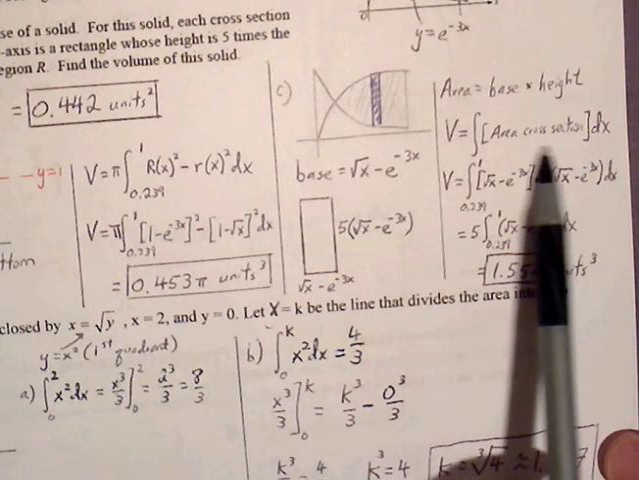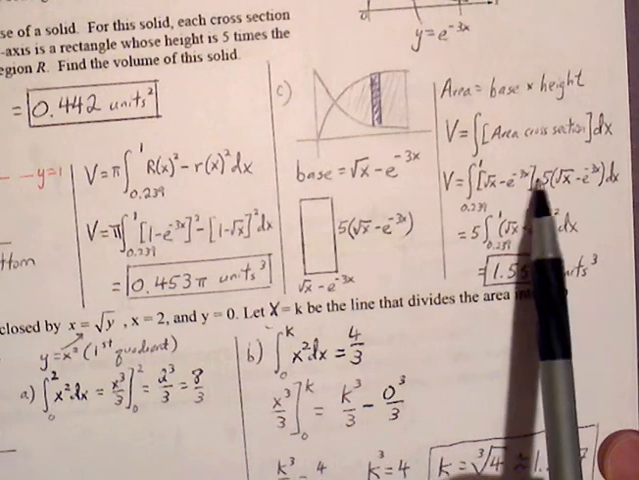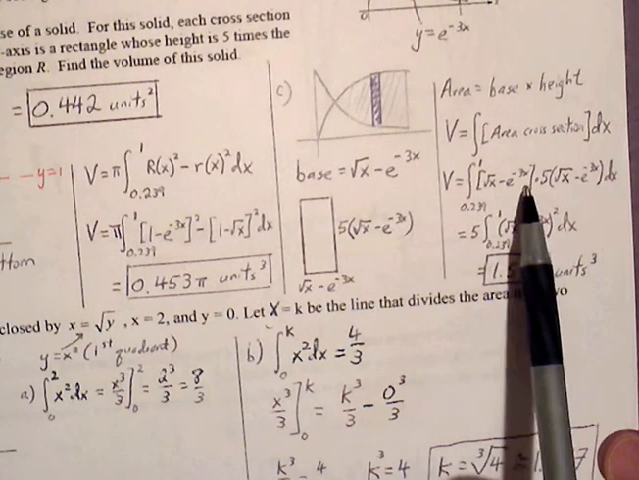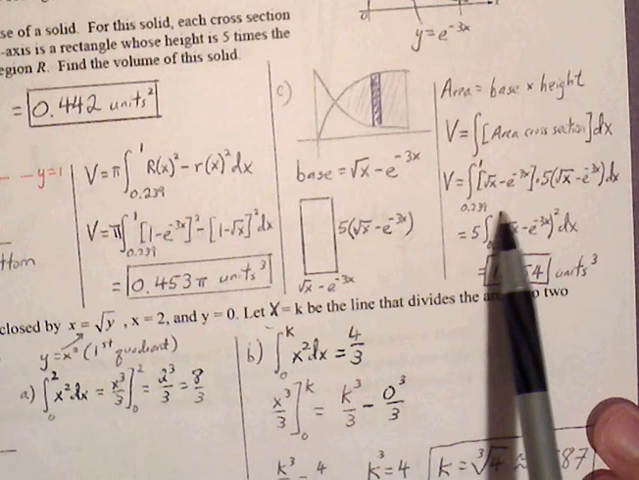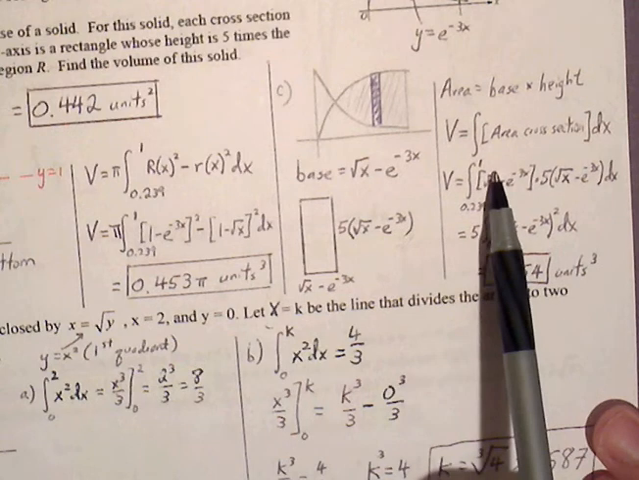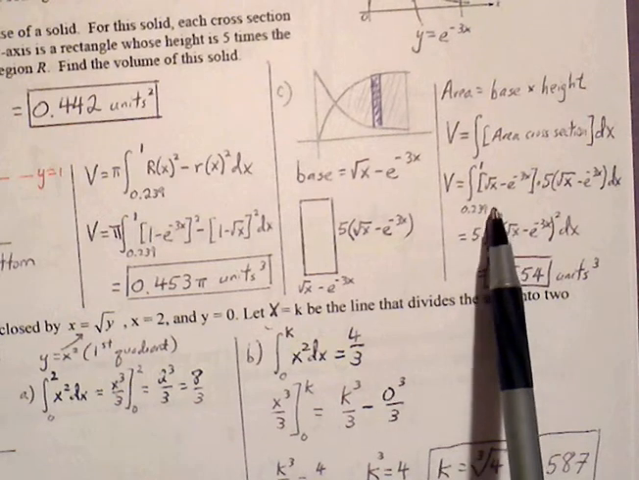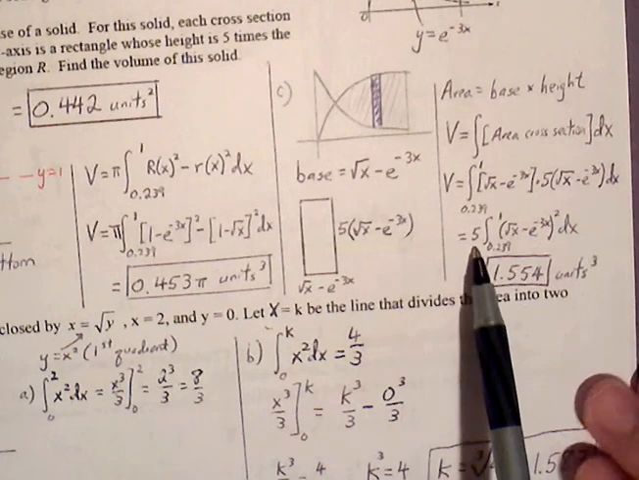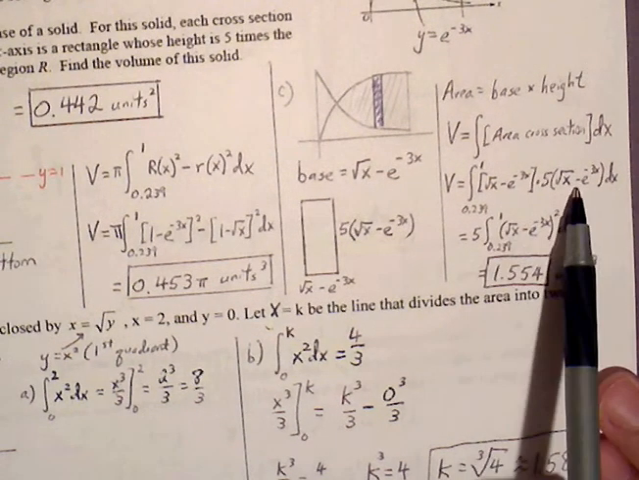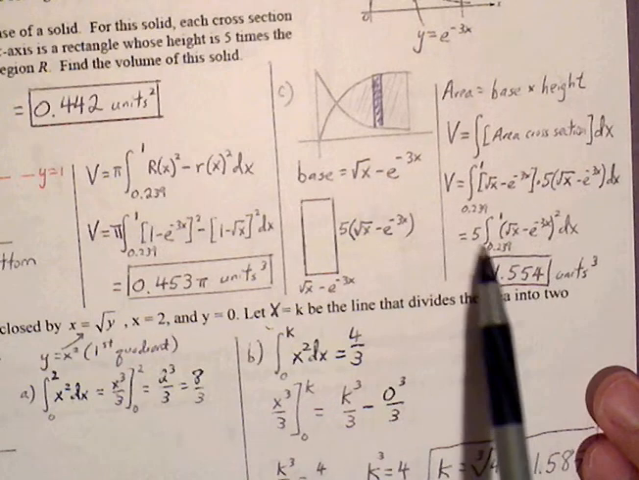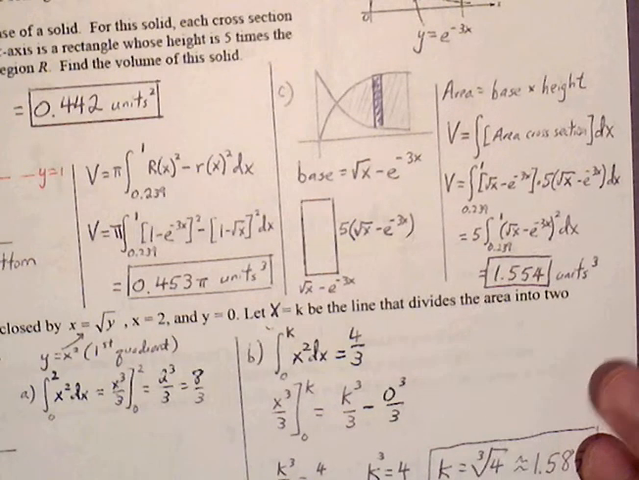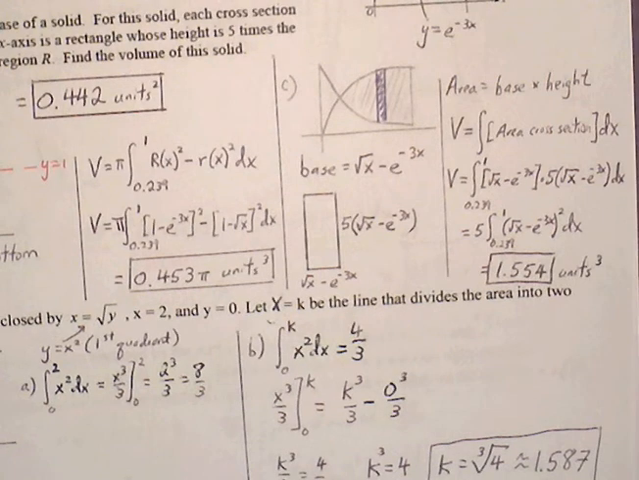So then the area of a cross section is simply going to be base times height from 0.239 to 1, and our bounds are still going to remain the same as part A and part B. And then these two can combine to be squared. We can pull the 5 out, and the rest can go in your calculator. So we get 1.554 cubic units.